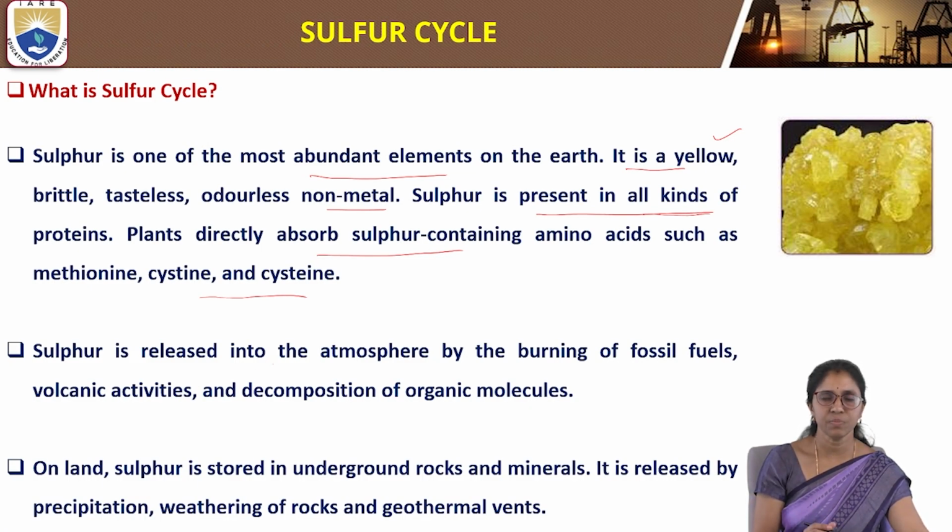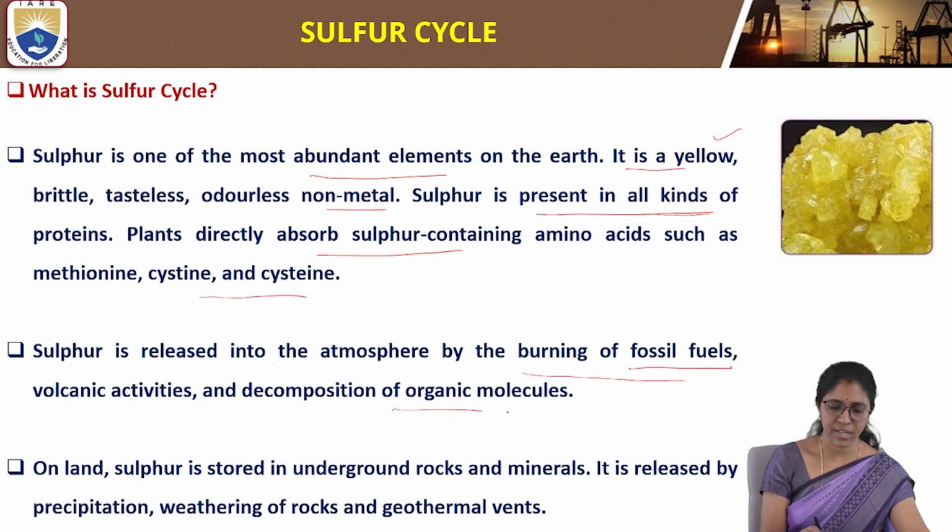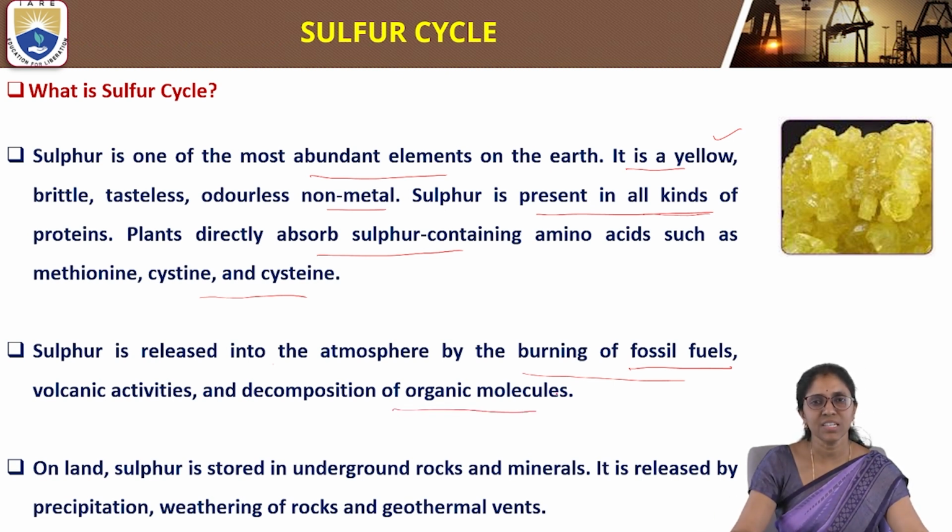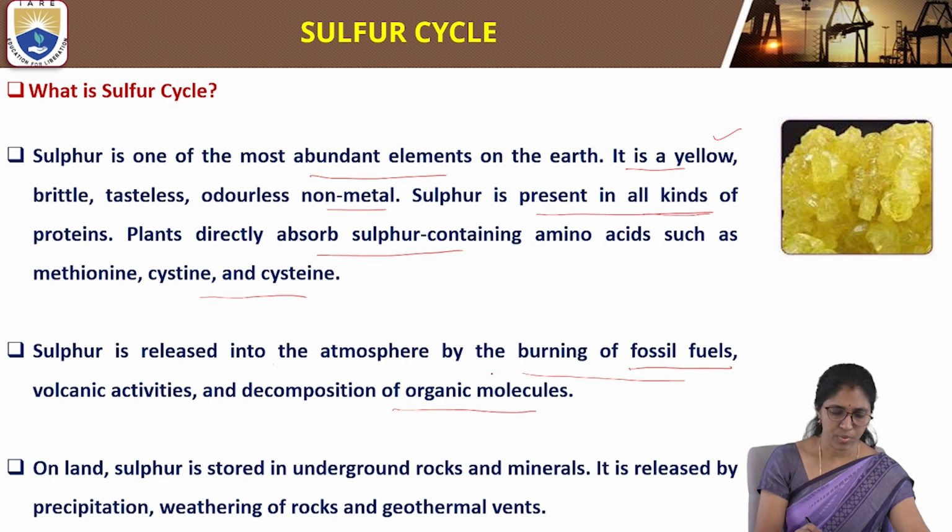Sulfur is released into the atmosphere by the burning of fossil fuels, volcanic activities, and the decomposition of organic molecules. So these are the three sources through which sulfur is released.